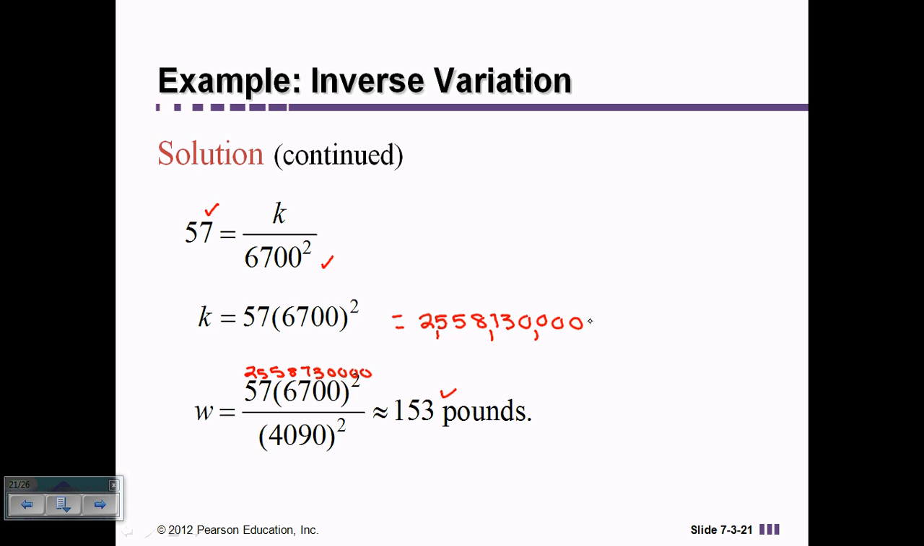This is my k value now. So if I put it back into the formula and I'm looking for the new weight, I'm just going to put 255 dot dot dot divided by the new distance, which is 4,900 squared, and that's where we get the 153 pounds. So I've skipped a couple steps, but you still get the right idea.